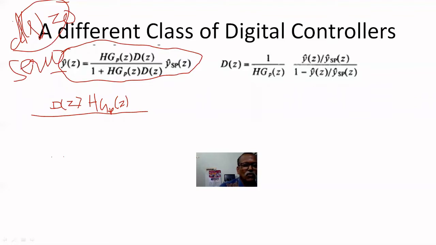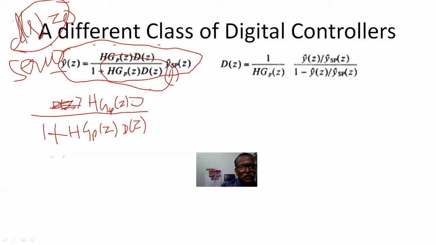That's why the loop transfer function is the same: HGP(z) D(z) multiplied by feedback equals 1. Therefore, the closed loop transfer function is HGP(z) D(z) divided by 1 plus HGP(z) D(z). It is general practice that we put the set point on the other side. Okay, so this is the servo response.